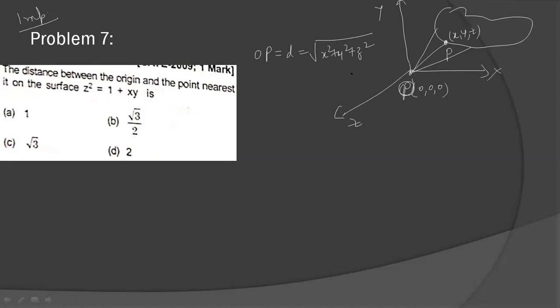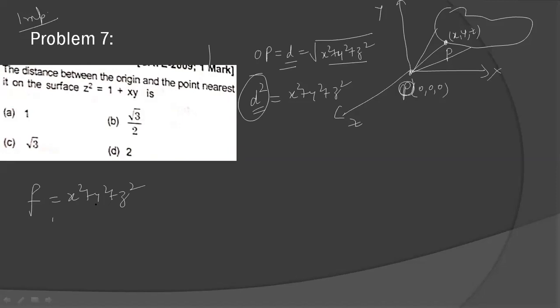Now, the square root function is a positive function, and if we square both sides, suppose that is d square equals x square plus y square plus z square. The nature of d and d square will be the same. If d attains maxima at any point, then d square will also attain maxima at that point. Similarly for minima. Suppose this d square is f. So f equals x square plus y square plus z square, and now we have to minimize this function because the nearest point is asked. Nearest means minimum distance is asked.